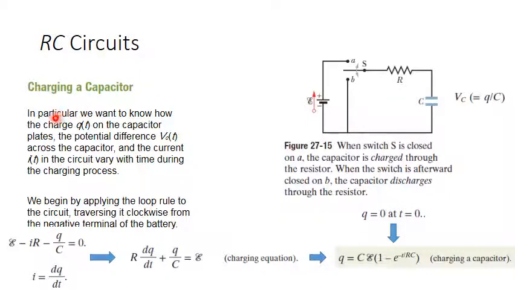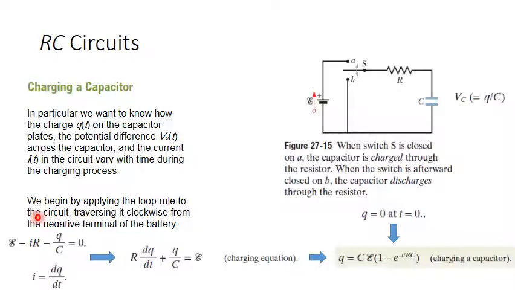That's what we are seeing here, charging capacitor. In particular, we want to know how the charge Q as a function of t on the capacitor plate, the potential difference on the plates V at the capacitor as a function of t across the capacitor, and the current I as a function of t in the circuit vary with time during the charging process.